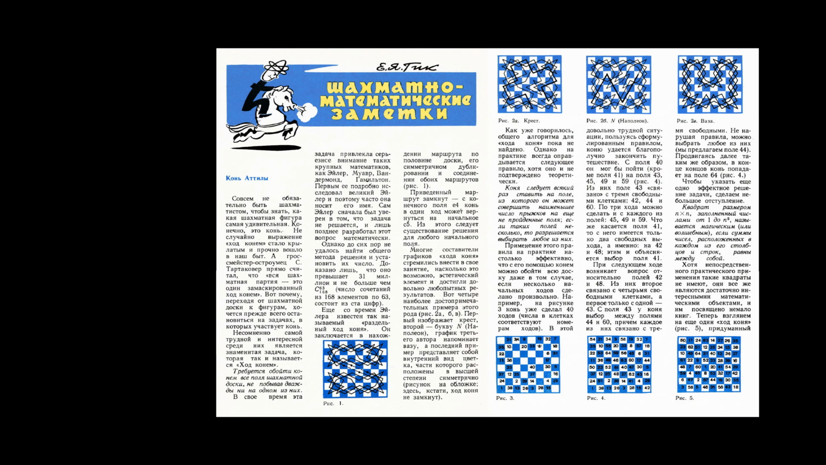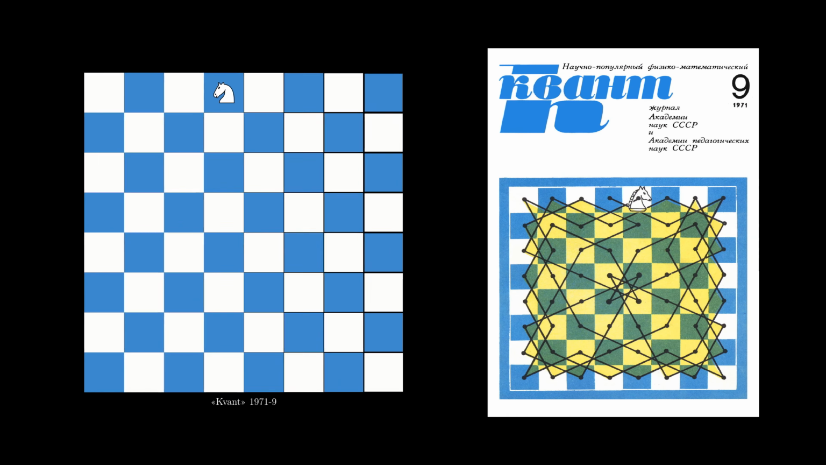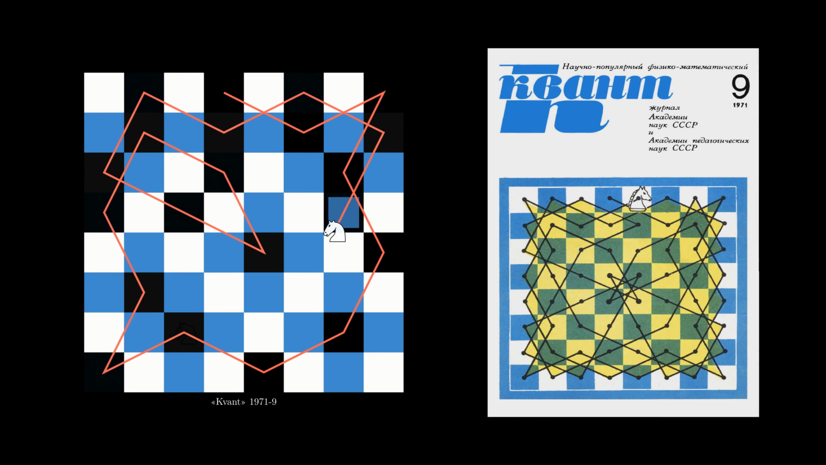The cover of the 1971 issue of the Soviet magazine Kvant features a tour like this. Rather charming, isn't it?